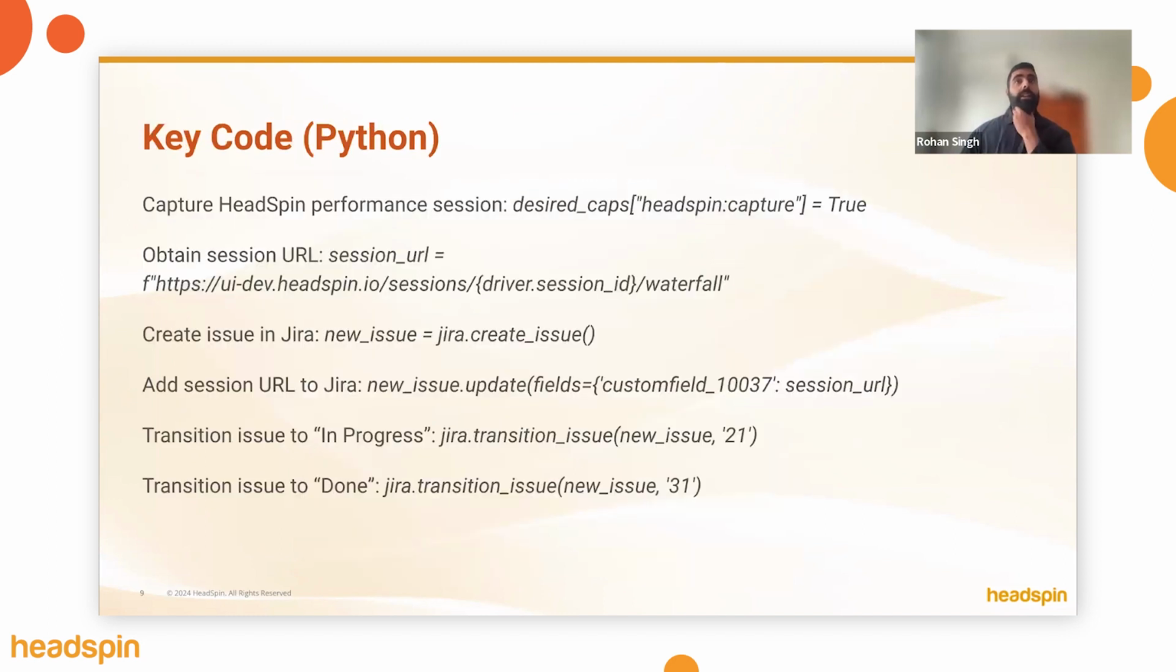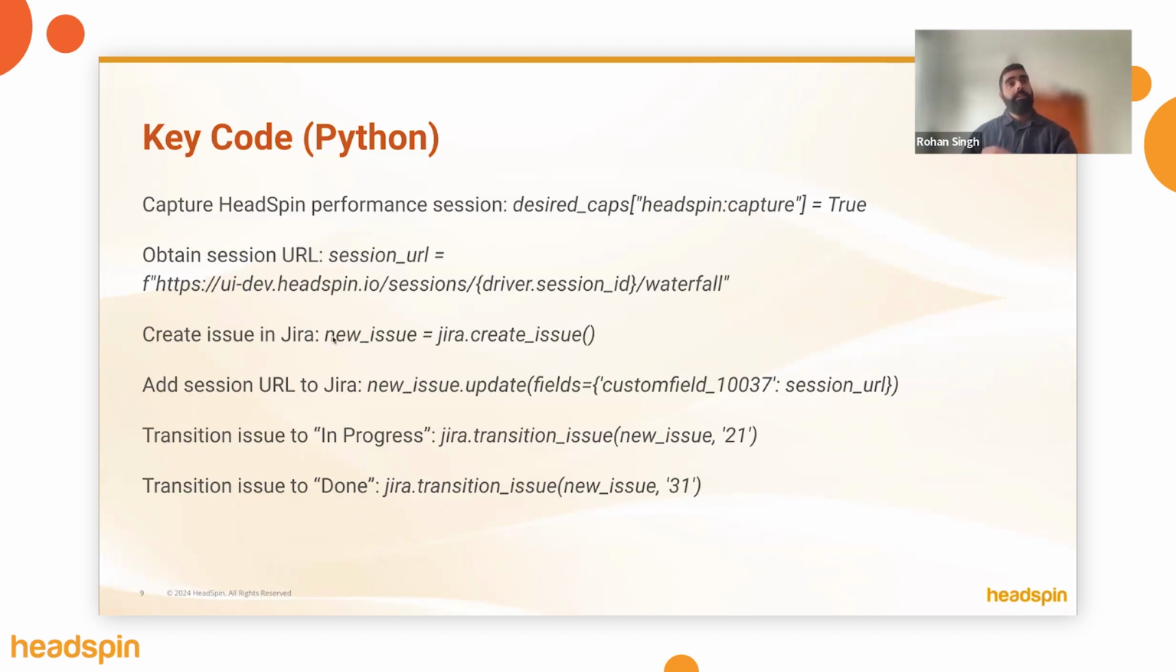There's some code here that is crucial to integrating with Jira. The first is, in order to get the HeadSpin performance session, we need to enable a capability in Appium called HeadSpin Capture, and that will automate the video and data recording. It's very easy to enable and automatically allows you to monitor your tests in real time and after the fact. Then we need to obtain a session URL, which is what I just showed you for the session. That is based on pulling the session ID from the driver class that has been created with Appium.